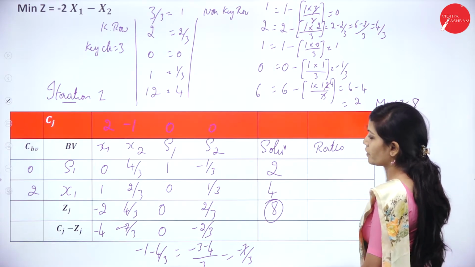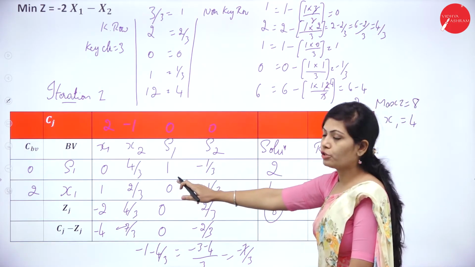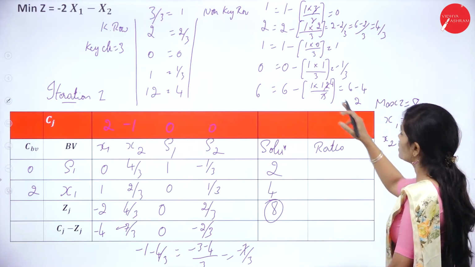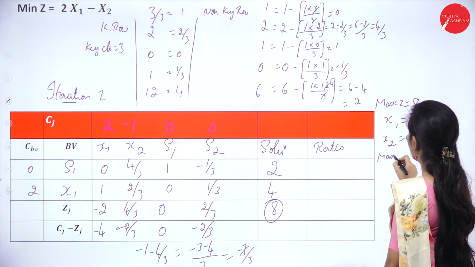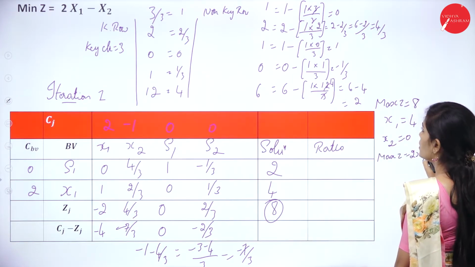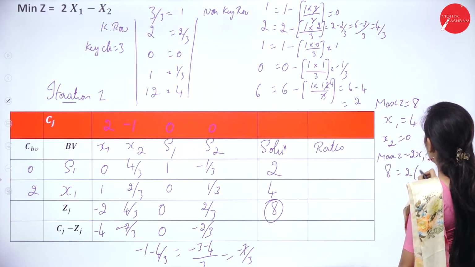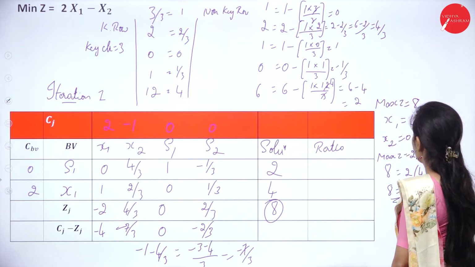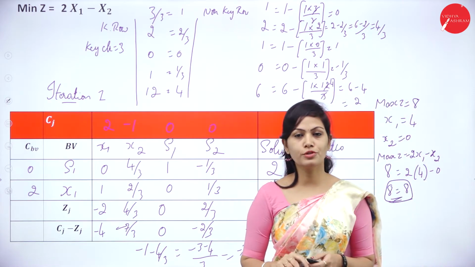And what is the value of x1? x1 is equal to 4. And x2 value is not there, only s1 value is there. So x2 is equal to 0. And substitute the values into the objective function. Max z is equal to 2x1 minus x2. So 2 into 4 minus 0, 8 is equal to 8. So LHS is equal to RHS. So it has a feasible solution.